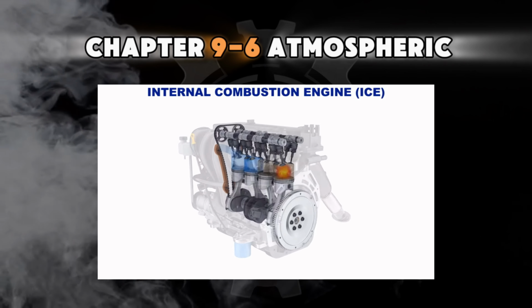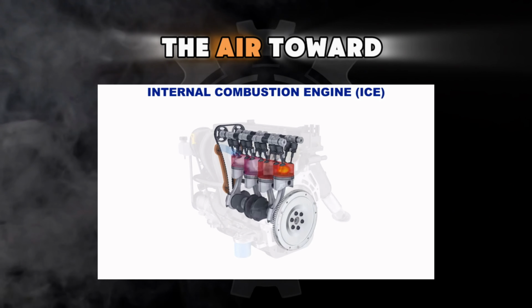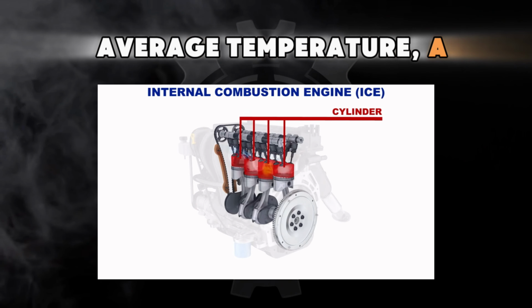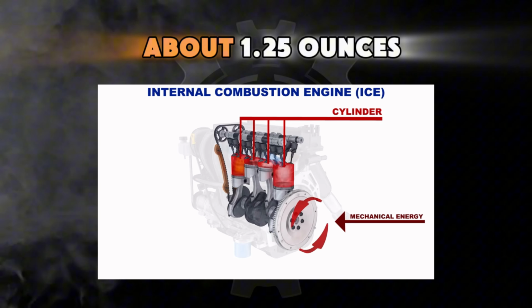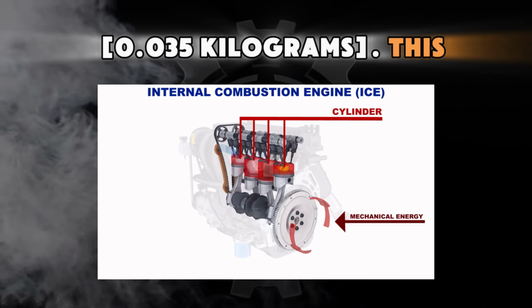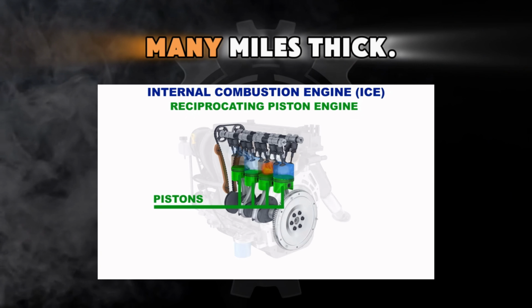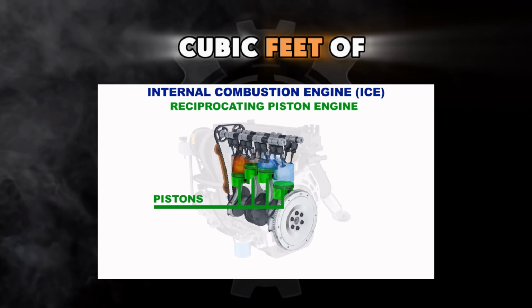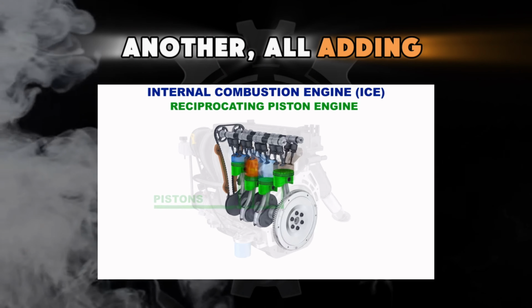Chapter 9-6. Atmospheric pressure. Gravity also pulls the air toward the Earth. At sea level and average temperature, a cubic foot of air weighs about 0.08 pound, or about 1.25 ounces, 0.035 kilograms. This is very little, but the blanket of air, our atmosphere, is many miles thick. It is like many thousands of cubic feet of air, stacked one on top of another, all adding their weight.